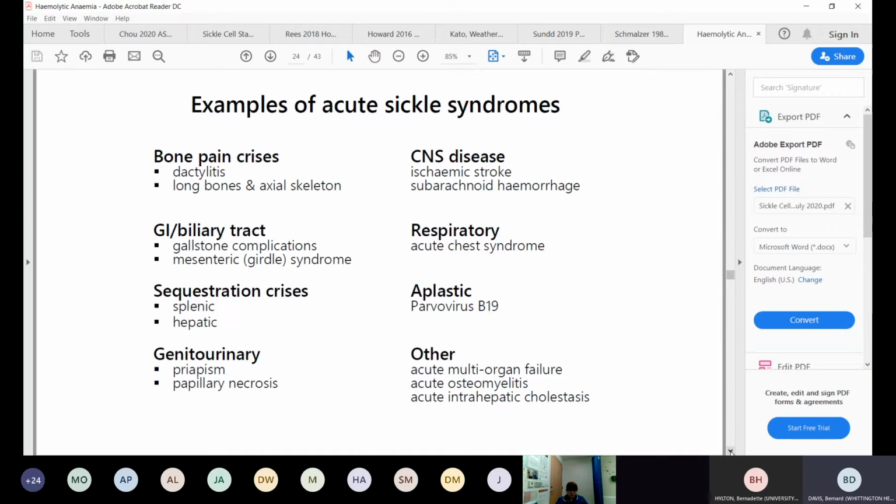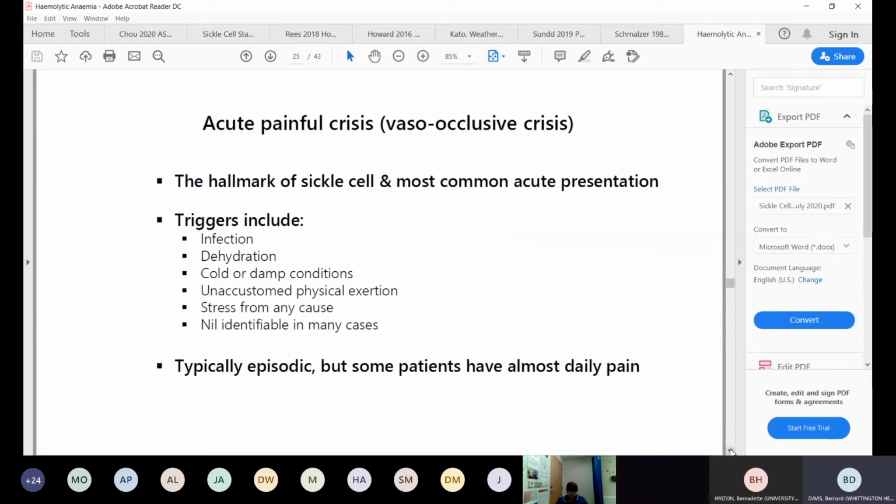These are just examples of some of the sickle syndromes that you'd come across. We don't really have time, so it's just to highlight that no organ is spared. This is just a selection of a few. Now, what we're going to do today is look at the vaso-occlusive crisis and acute chest syndrome, because these are the common ones that tend to present acutely.